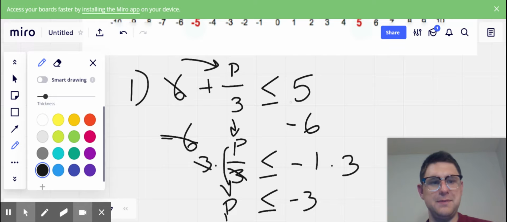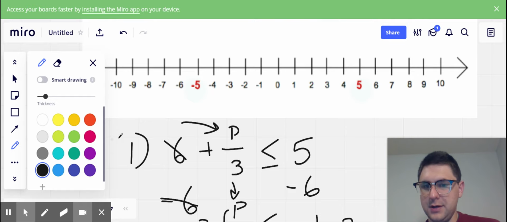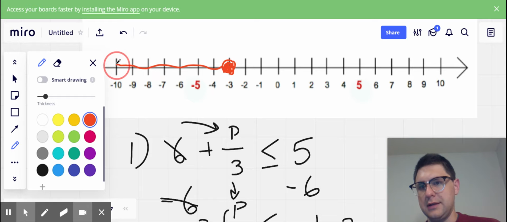So now we've got our statement reading p is less than or equal to negative 3, which I'm going to graph up here. So we're going to put the dot on the negative 3. And it is or equal to, so we will color that in so it's an actual dot, and it is less than that thing. So we're going to shade this section of our number line.